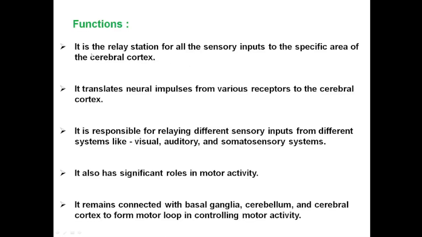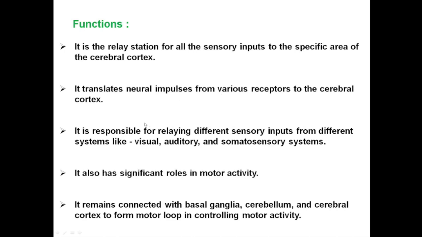So, these are the points. It is the relay station for all sensory inputs to the specific areas of the cerebral cortex. It might be the somatosensory area, or the occipital cortex, or the auditory area in the temporal lobe. It transfers the neuronal impulses from the various receptors to the cerebral cortex. So, its main function is transmitting the neuronal impulses towards the brain from the various receptors so that they can be perceived.